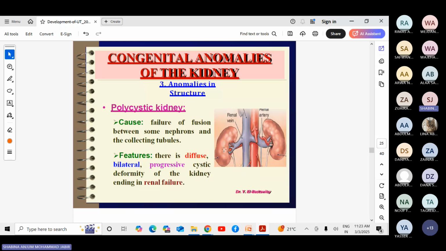So what will be the feature? There will be diffuse bilateral progressive cystic deformity of the kidney. Finally, this person can live a life, the baby can be born normally. It may develop after some years, and may go into renal failure.